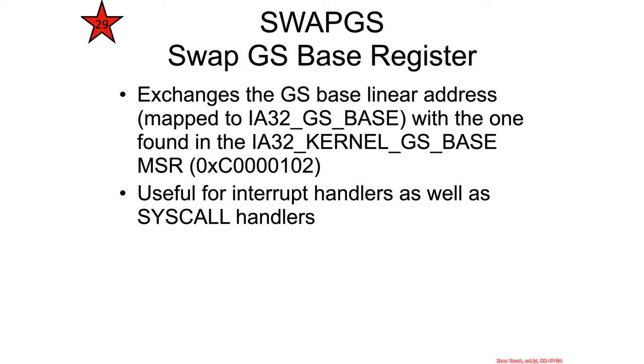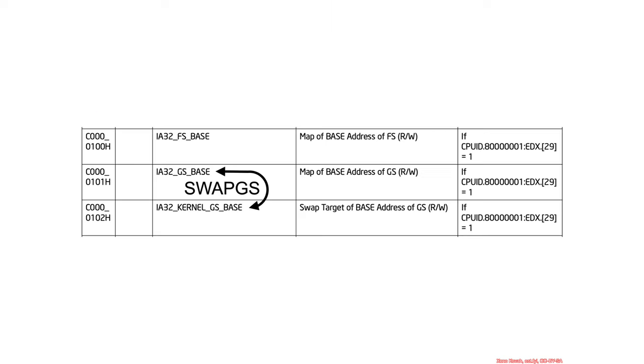So swapgs swaps the GS base register, and what does it swap it between? It swaps it between the IA32 GS base, which is the hidden portion of the segment register for GS that is mapped to this MSR, and a new MSR, IA32 kernel GS base, which is used to store the base address for when you're in kernel space. So basically, when you're in a system call or possibly for things like interrupt handlers, it's desirable to just swap back and forth, flip these two values of what is effectively your user space base address, pointing at some user space data structure, and your kernel base address. So swapgs flips and flops between these two things.